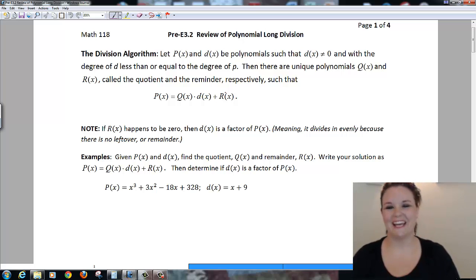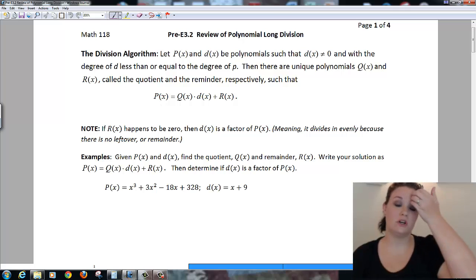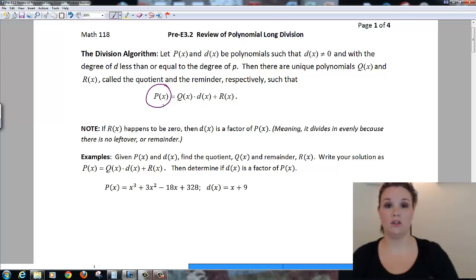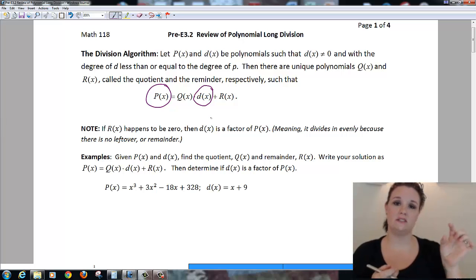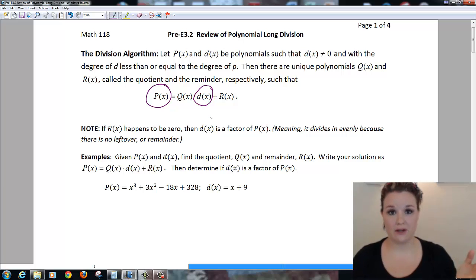What are we talking about? Okay, what we're talking about is we're starting out with this original polynomial. Okay, that's our original polynomial, and then they're going to give you a piece of it. They're going to give you one factor of that polynomial. And what they want you to do is do long division to figure out what the quotient is when you divide those things and what the remainder is if there's a remainder left over.